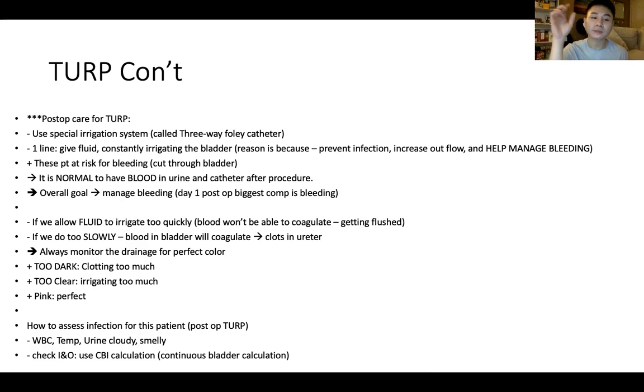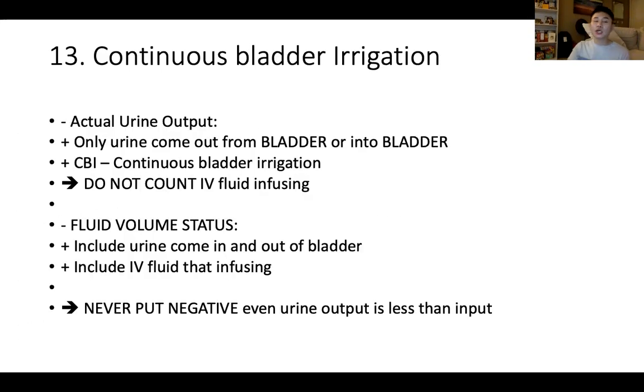Expected sign. How to assess infection for this patient? We check white blood count, temperature, check the urine, is it cloudy or smelly? We check I&O. We use something called continuous bladder irrigation. All right, so this is important to know as well because there might be a calculation question. So continuous bladder irrigation, actually there will be. Yeah, she will ask you guys in the medical quiz, probably.